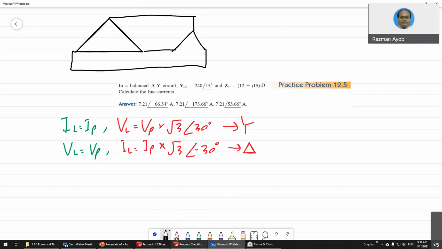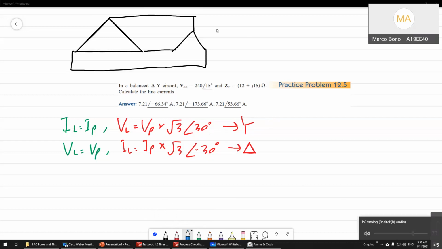What is the first thing you need to do? First thing I did was take the formula for line voltage. VAN equals VAB divided by square root 3 angle minus 30. Because this question asks you for the line current, you have to show everything. So you have to show everything.